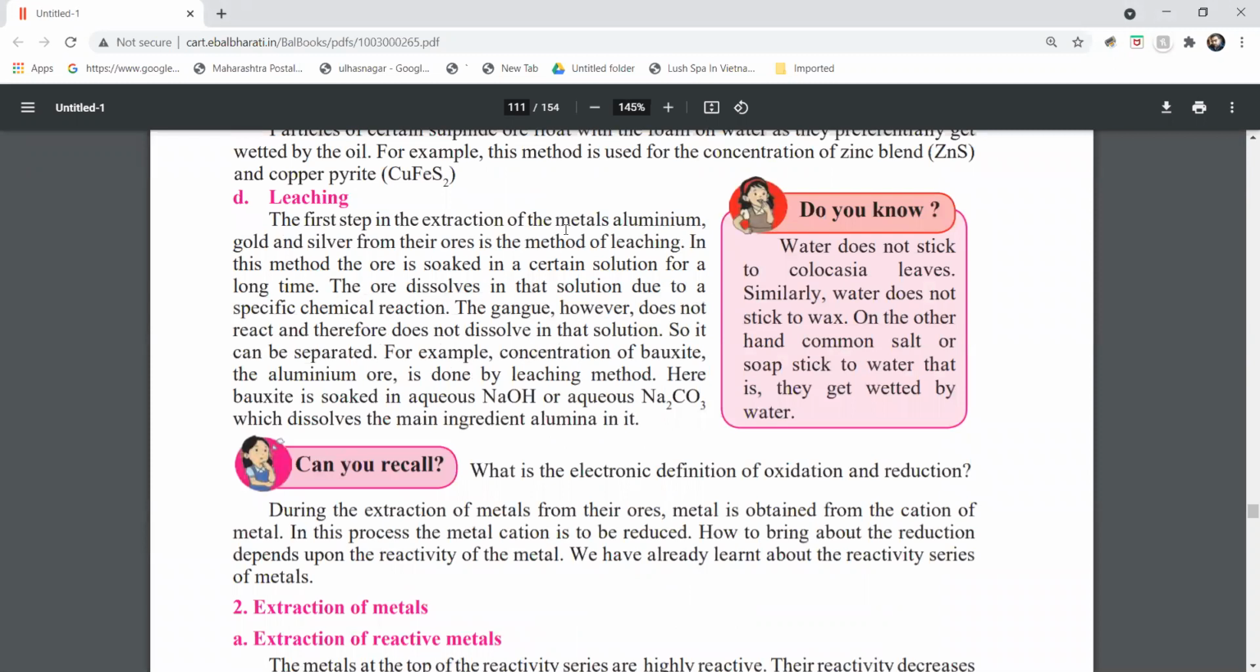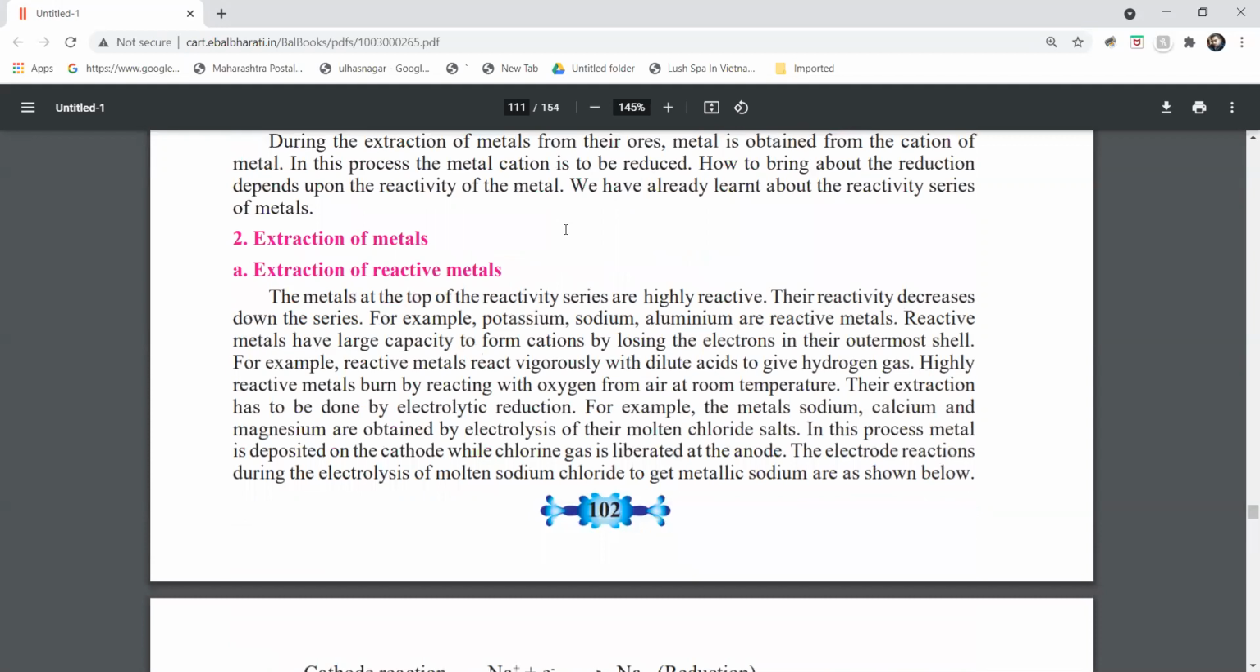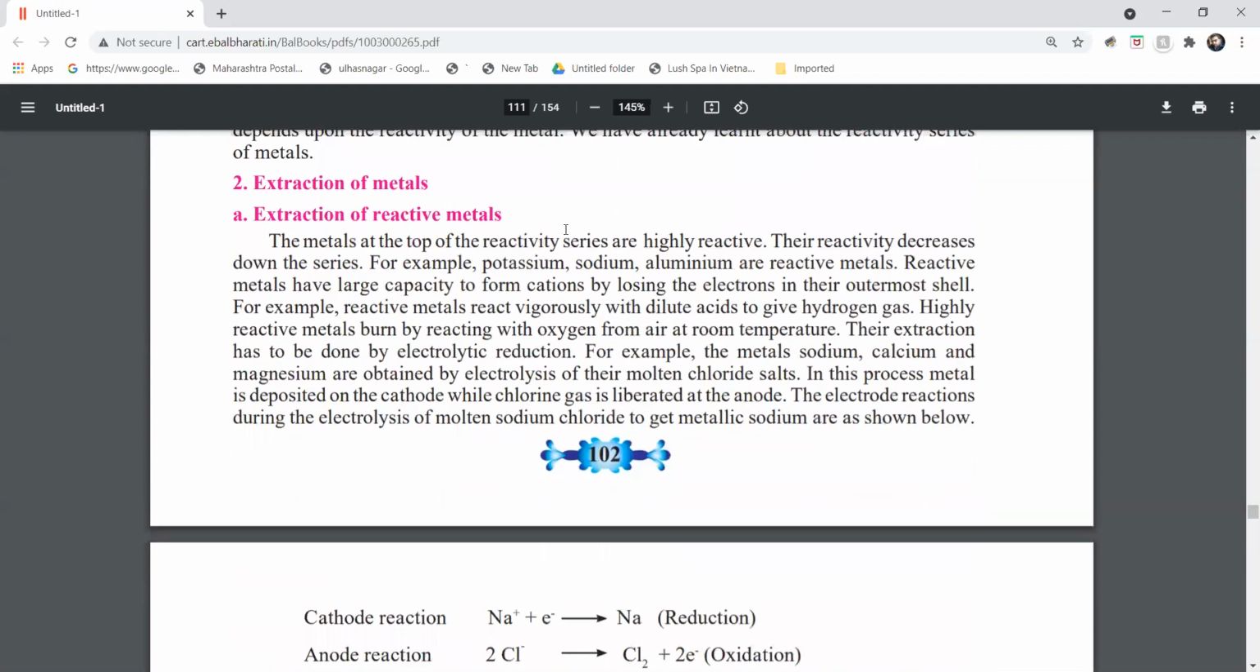So we were able to discuss the process of how gangue is separated from the mineral, and then once the gangue is separated from the mineral, the metal is extracted from the ore. And in this process, the metal cation is to be reduced. And how exactly that is done, we'll go through it. So it's extraction of metals, and that's extraction of reactive metals.